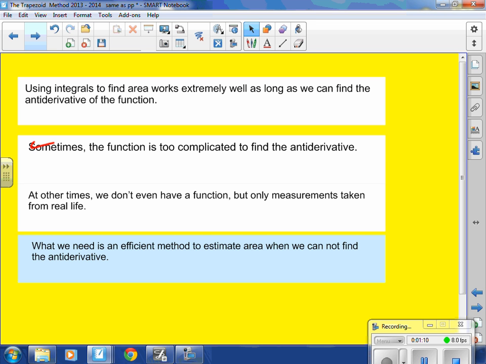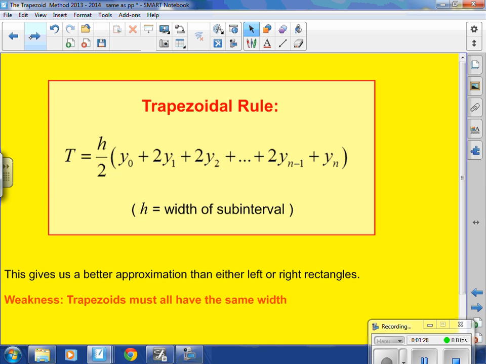Now earlier on we talked about LRAM, RRAM, and MRAM, and we said these aren't extremely accurate. To make them accurate, you have to increase the number of rectangles, and that becomes very cumbersome. So we want a better way to estimate the area under a curve, and to do that, we can use trapezoids.